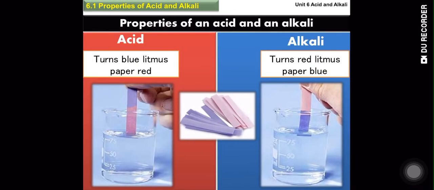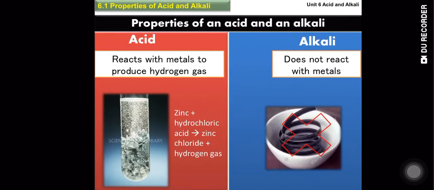Other than that, we can actually test whether the solution we have is acid or alkali by simply using a litmus paper. If you have a blue litmus paper and it is dipped in a solution and turns red, confirm the solution is acid. And if you have a red litmus paper and it turns blue, confirm the solution is alkali.